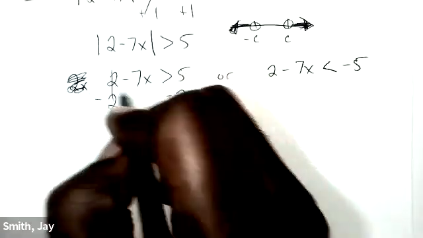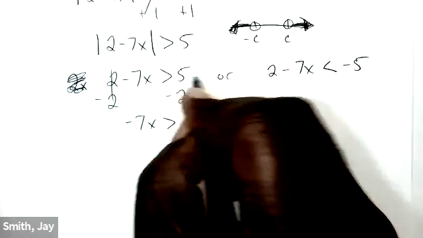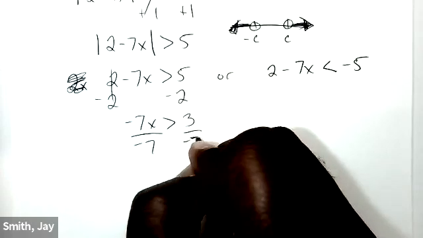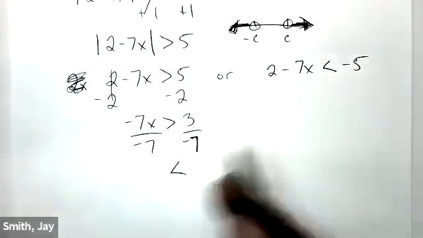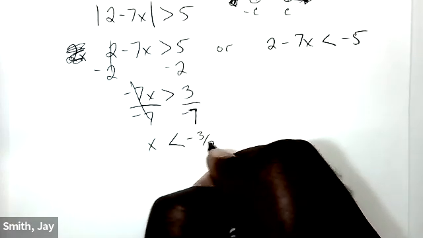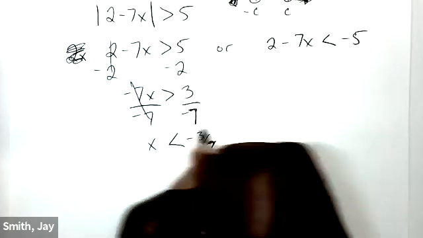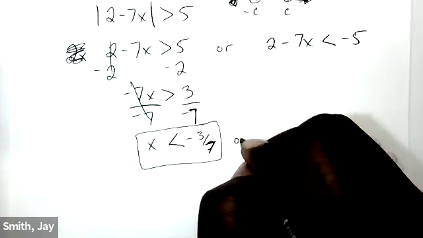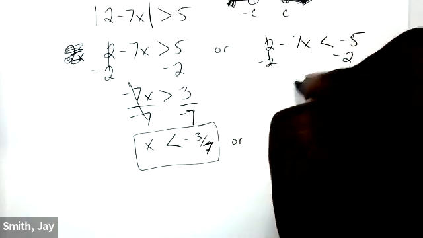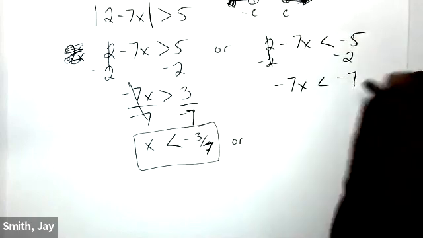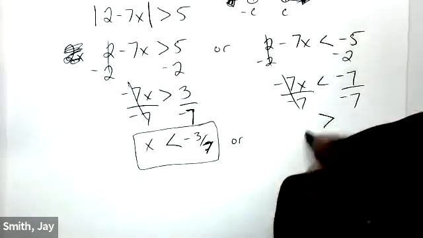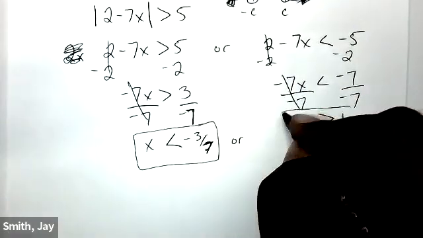So here, subtract 2 from both sides, that's -7x greater than 5 minus 2, +3. And then we're dividing by -7. So what was greater than is now less than. We're left with just x, and it's going to give me a negative 3/7 as a part of my solution set. Or we're just going to solve this in the same fashion. Subtract 2, subtract 2. Negative 7x is less than negative 7. Divide by negative 7. The inequality should flip, with x is greater than positive 1.